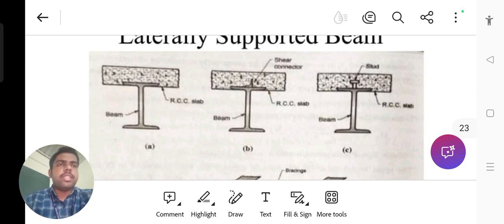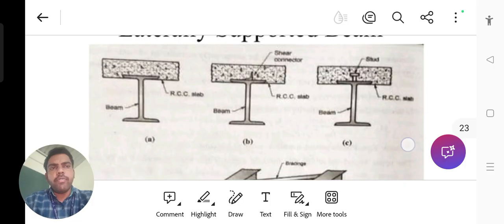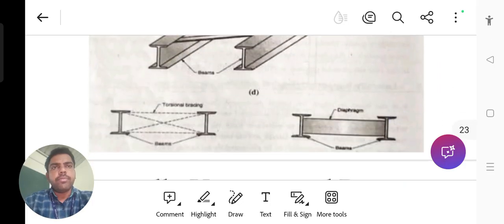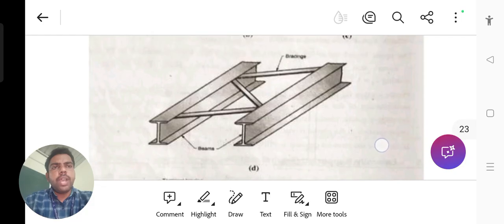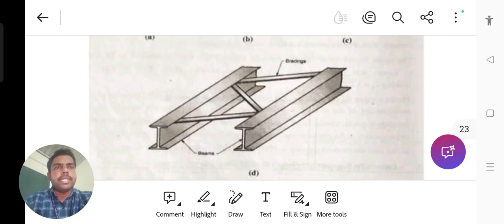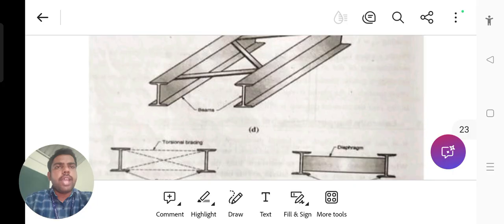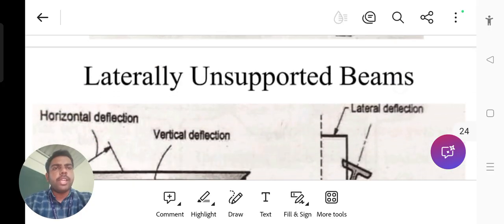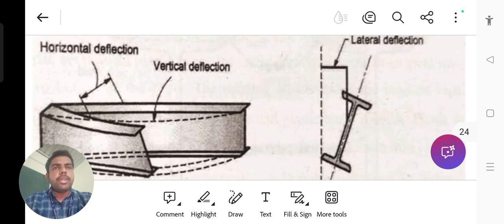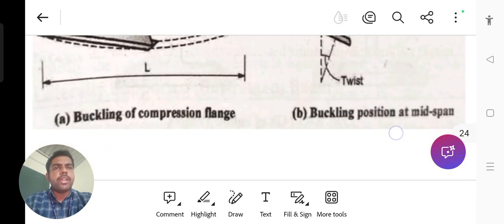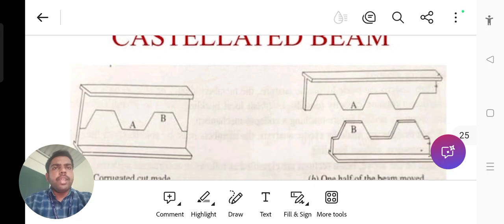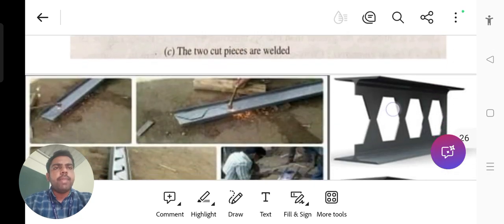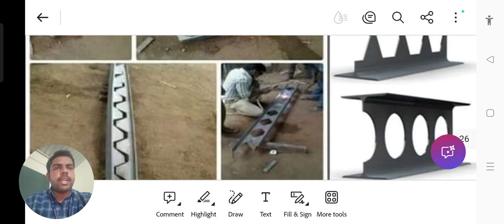See here, some joists also we have to provide for moving vehicles. See, these two I sections are connected with bracings. So these I sections are also called beams. These two beams we have to provide with some bracings. You have to give the connections by welding or bolting. See, laterally supported beams means we are supporting laterally at that particular location. Next, the cast-held beam, and see here is the practical view.